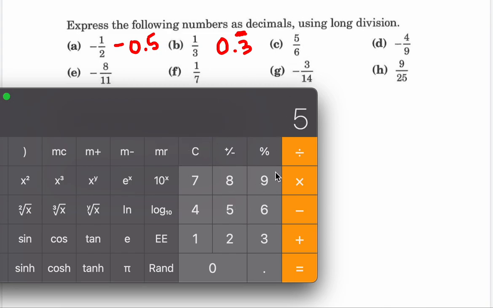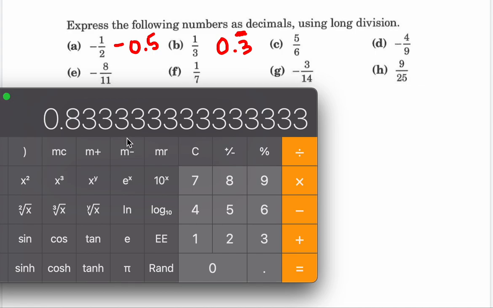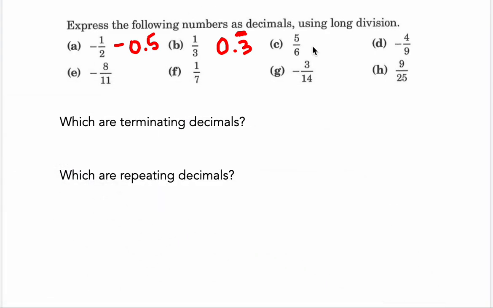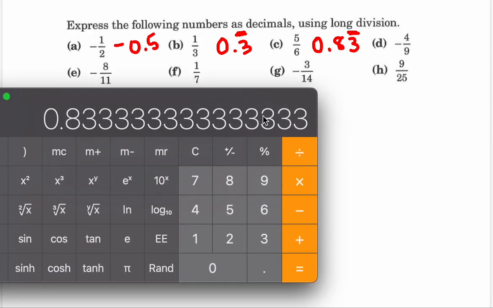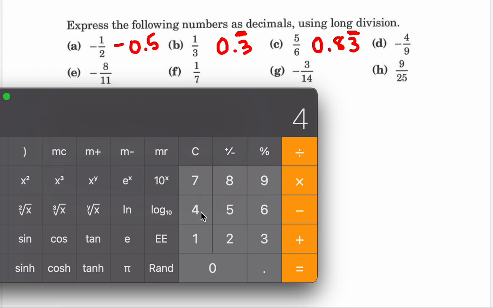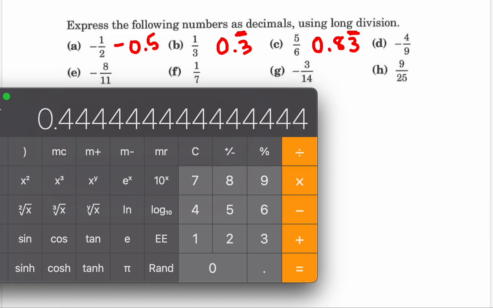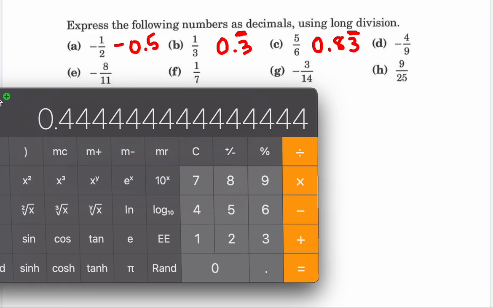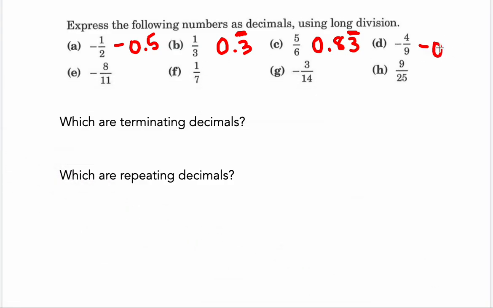All right, 5/6. 5 divided by 6. I get 0.833333333. That 3 is repeating. Remember, it goes on forever. Your calculator just can't show that. So I'm going to write 0.83 with the bar over just the 3, because only the 3 is being repeated here. All right, next number, 4/9. 4 divided by 9. That is a repeating decimal as well. The 4 is repeating. So 0.4 with the bar over just the 4.